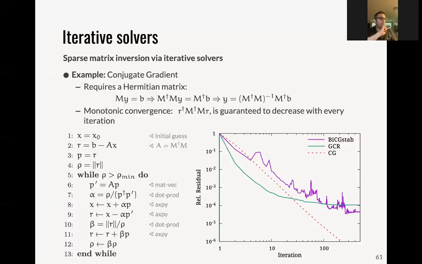If this was Wilson fermions, the nice thing about BiCGStab, by the way, is that it doesn't need to be applied to the square. It can be applied directly, so it doesn't require a Hermitian matrix, basically. So it can be applied to a non-Hermitian matrix, or at least a non-Hermitian or a non-positive matrix.